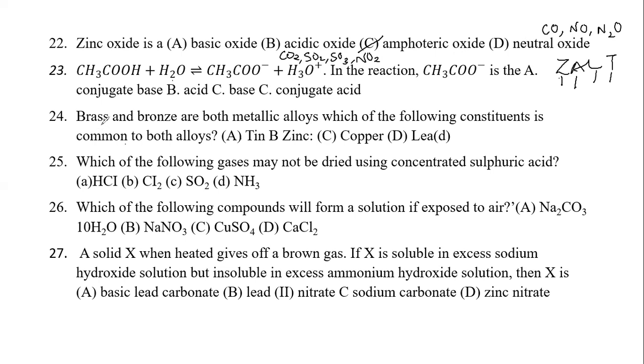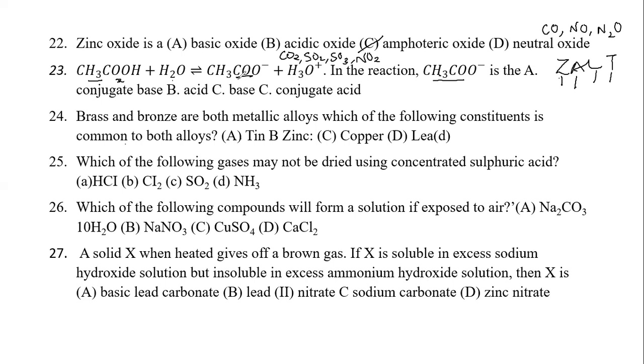All right. Question number 23 says this one reacting with this to give this in the reaction. This one is the what? Conjugate base, acid, base, conjugate acid. Now, when you look at this one, it lost a proton to produce this. Of course, this one is an acid. This one is a proton donor. It donates a proton to this one, so it has lost one proton. So this is acid.